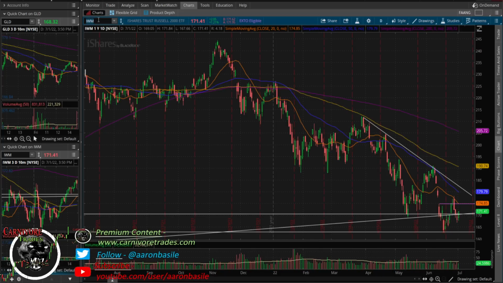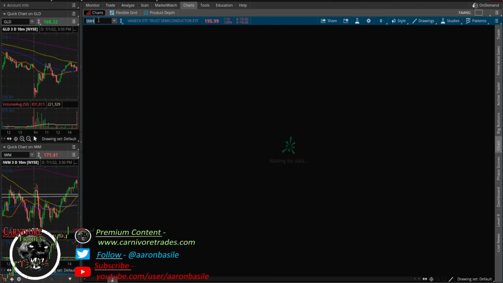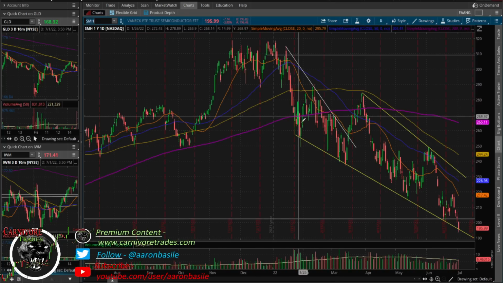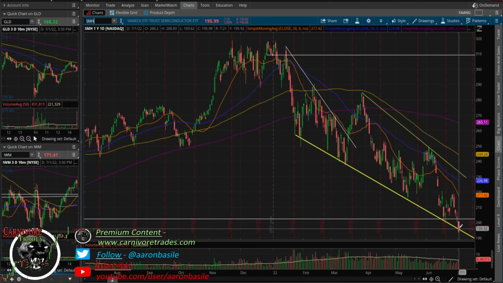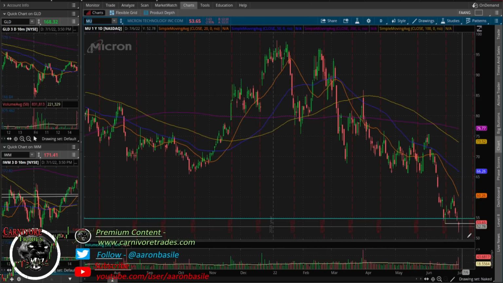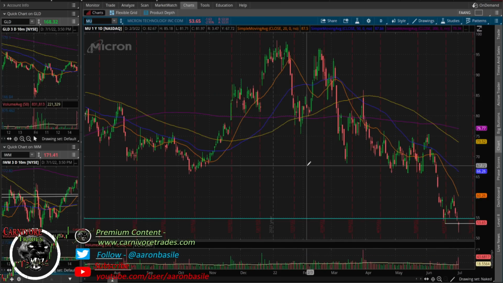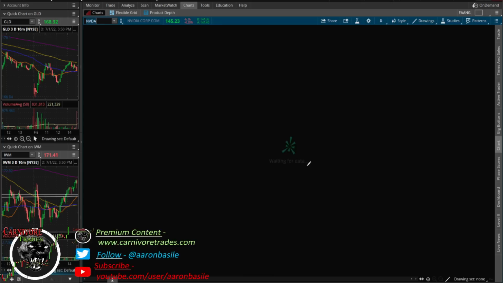As far as our sectors here, we always cover the semis. Take a look here. This downsloping trend line got hit again this week. Micron did have earnings. They reported, gapped down, but had a nice recovery off the lows. That did nonetheless take the sector down a little bit.